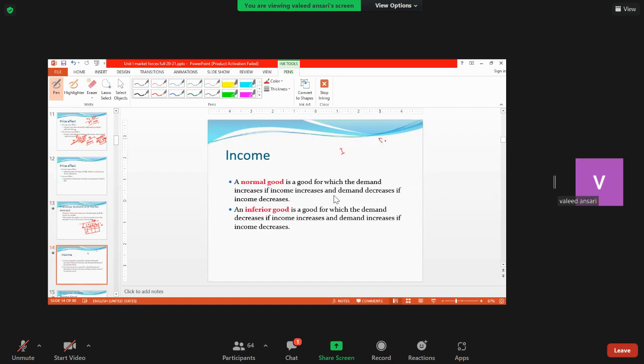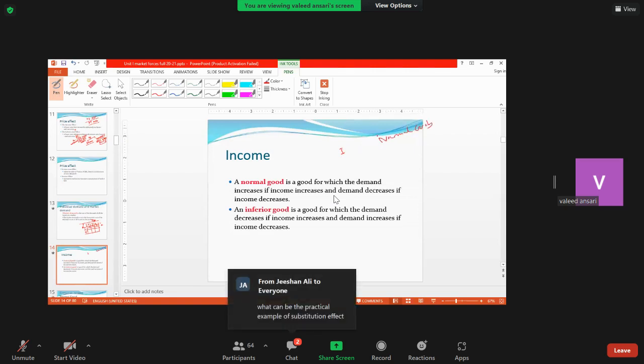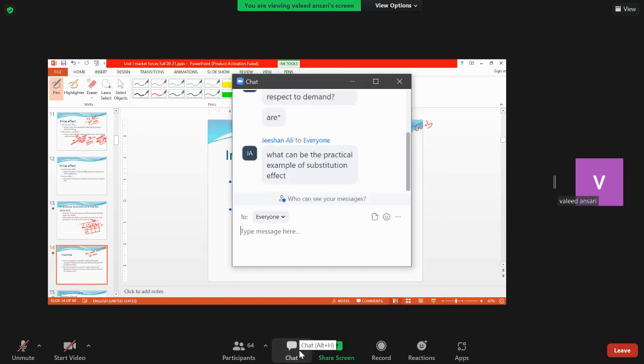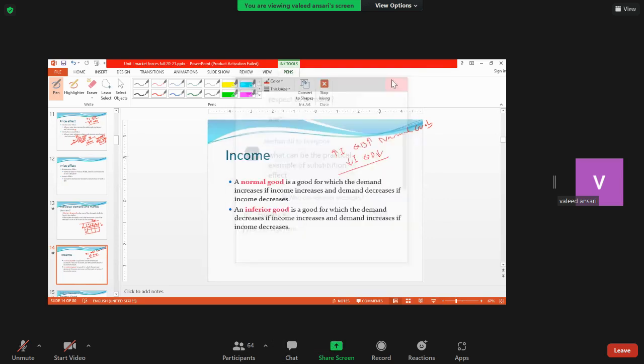For normal goods, if income goes up, then the demand for a particular product increases. If income comes down, then the quantity demanded of that product falls. So there is a direct relationship. The question is, what are inferior goods and what are normal goods?